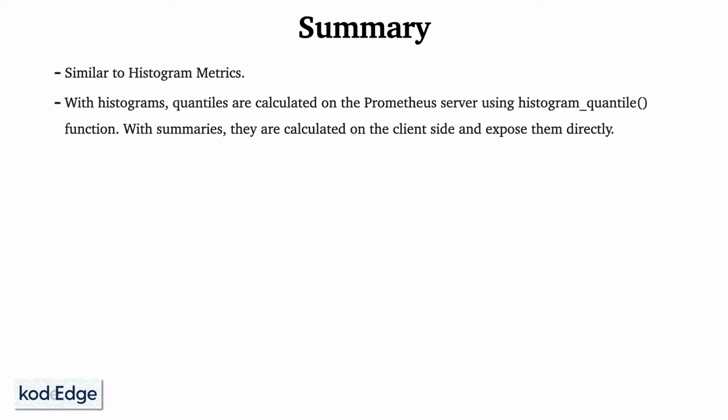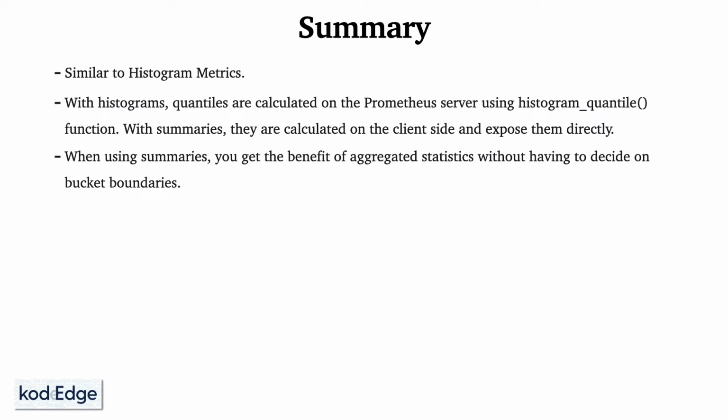And the last metric is the summary metric. It is similar to the histogram metric. The key difference between them is that with the histogram, quantiles are calculated on the Prometheus server using histogram quantile functions, and with summaries, they are calculated on the client side and exposed directly to the Prometheus server. And when using summaries, you get the benefit of aggregated statistics without having to decide on bucket boundaries.